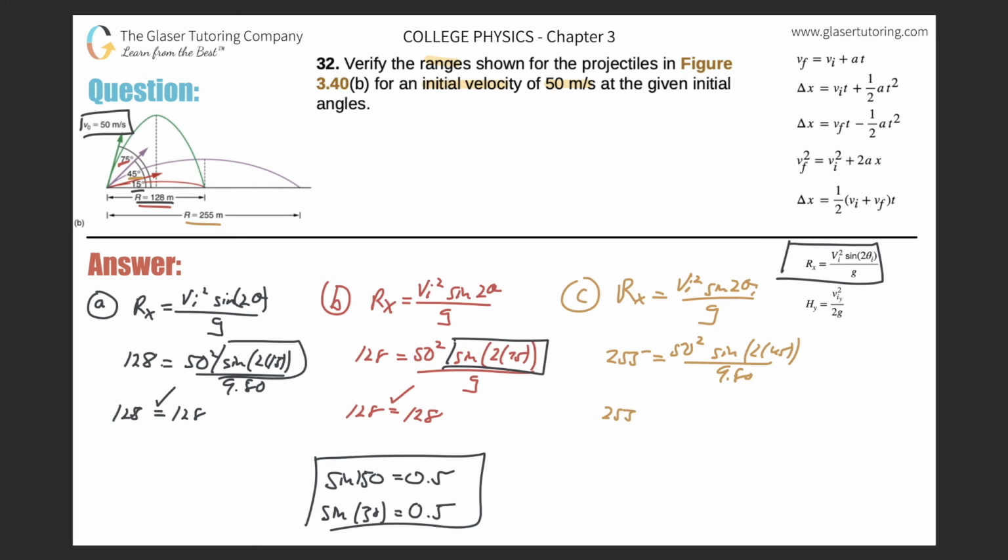So 255 will be equal to, let's do the math. 50 squared times the sine of 2 times 45, which is 90, divided by 9.8. And would you look at that? It works out to be 255. So that checks out. Our formula looks good. It definitely works.